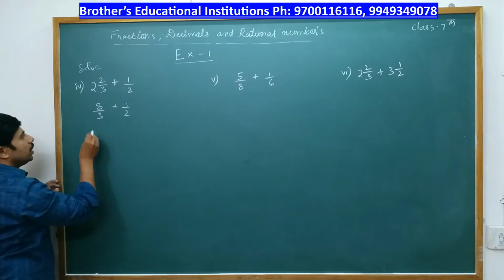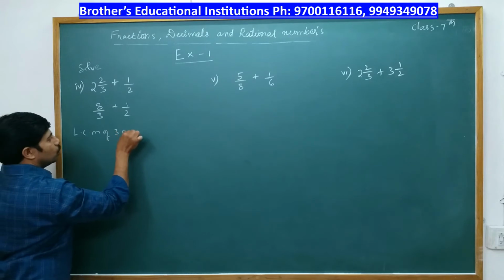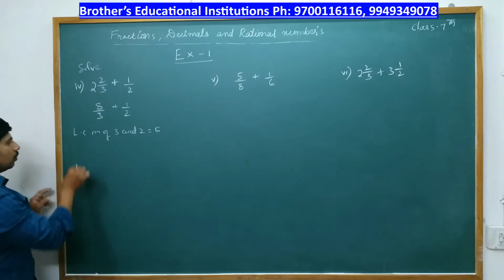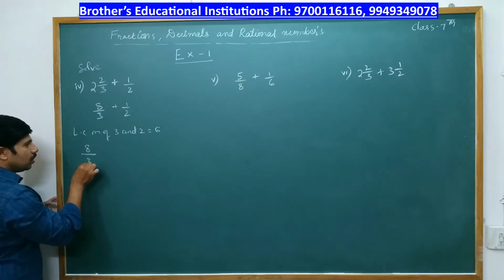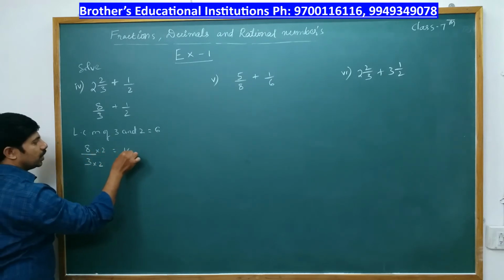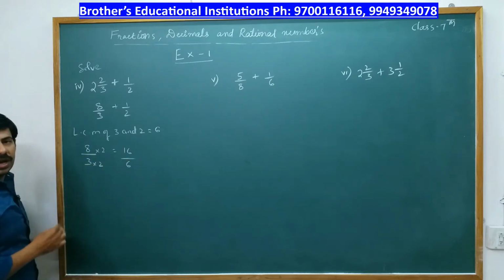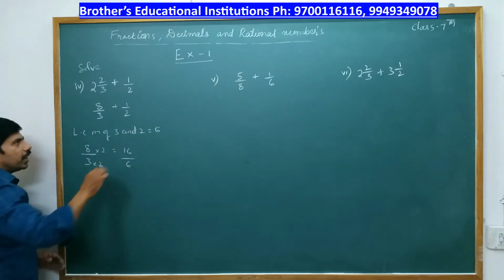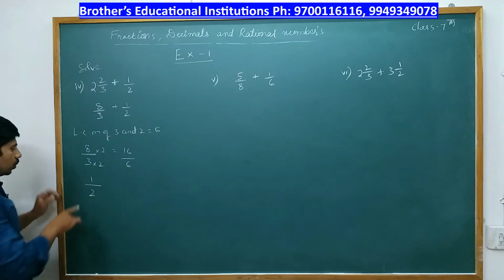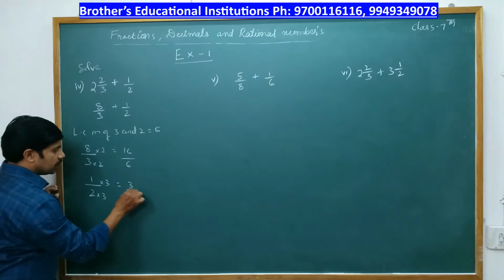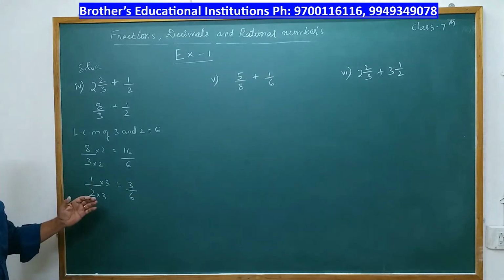So now we need to take the LCM of 3 and 2. So what is LCM of 3 and 2? It is 6. Okay. So now I'll write 8 by 3. 3 goes how many times in 6? It goes 2 times. So numerator also multiply with 2. It is 16 by 6. Then we have 1 by 2. As LCM is 6, we need to equate both the denominators to 6. So 2 goes how many times in 6? It goes 3 times. So we get 3 by 6. So we have 16 by 6 plus 3 by 6.